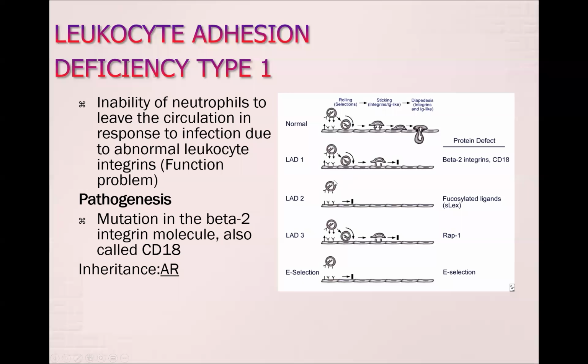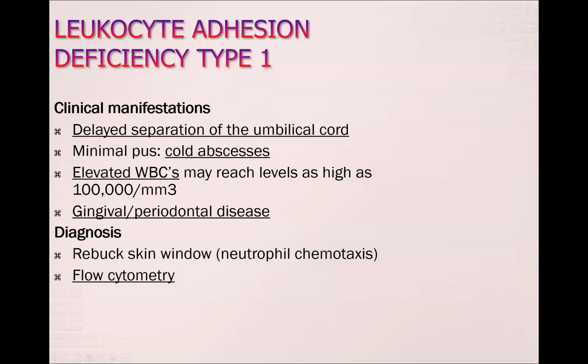This is in contrast to LAD type 2, which has a problem with a fucosylated ligand, and it cannot bind to the endothelium. If it could bind here, it could extravasate out and get to where it needs to get to. It just has a problem with binding to the actual blood vessel endothelium. Okay, it's inherited in an autosomal recessive pattern, and it kind of makes sense if you understand the pathophysiology of the disease, kind of what happens.